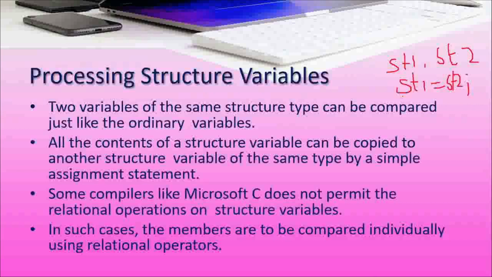Some compilers don't permit the relational operators. In that case, if the compiler doesn't allow relational operations on the structure variable, we have to do the member by member comparison. The members are to be compared individually, that is we have to compare something like this: st1 dot number is greater than or equal to st2 dot number, and so on. So this way you will have to do.